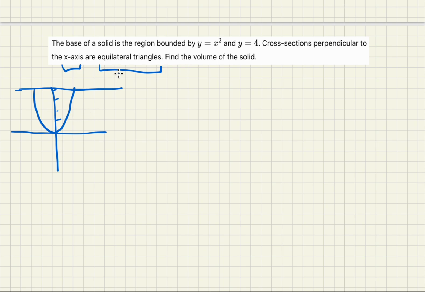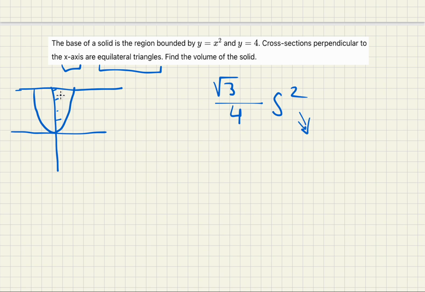And so next step is recalling the formula for the area of the shape. So in this case, it's an equilateral triangle, and so the formula for the area of an equilateral triangle is square root of 3 over 4 s squared. And now all we need to do is find s.